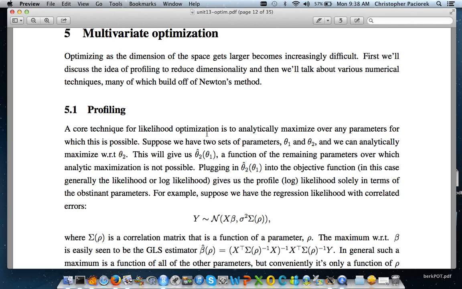So okay, suppose we have two sets of parameters. So suppose I'm trying to maximize with respect to theta now. I'm switching notation relative to what I was using before, x, in part because often we're going to be talking about likelihood maximization.